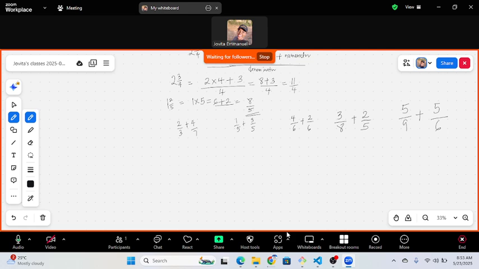Take note, the denominators. So when you come in contact with fractions, let your eyes be focused on the denominator, because that's what tells you that it is a like fraction.